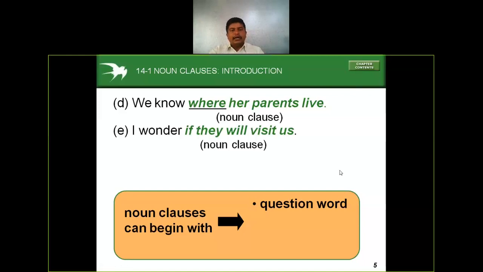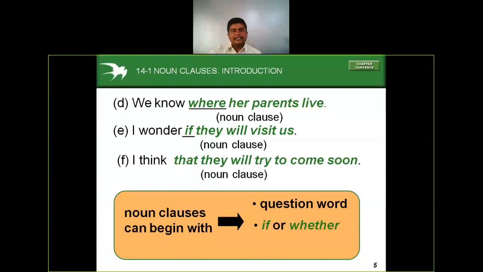Yes. I wonder if they will visit us. See, look at the second example. It's a noun clause. I is the subject, wonder is the verb. If they will visit us, what is the rest of the statement? What does it indicate? The noun clauses can also begin with if or whether. This is the second method of beginning noun clauses. The first one is a noun clause beginning with a questioning word, and this one begins with if or whether.